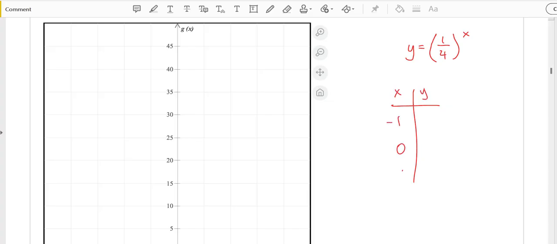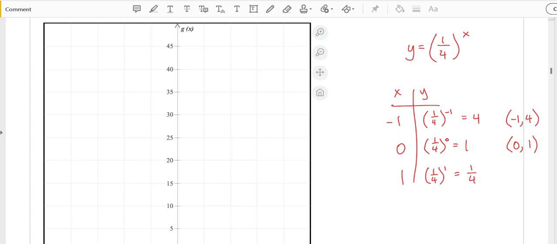Okay, my three favorite x values. This is an exponential function again: -1, 0, and 1. You can use your calculator. 1/4 to the -1 is 4, so my point is -1, 4. When x is 0, 1/4 to the 0 is 1, so my point is 0, 1. And then we have 1/4 to the 1, which is just 1/4, so my point is 1, 1/4.